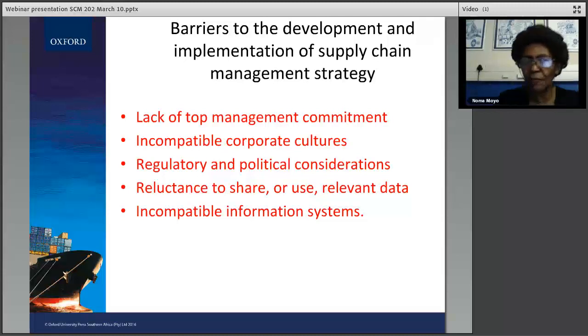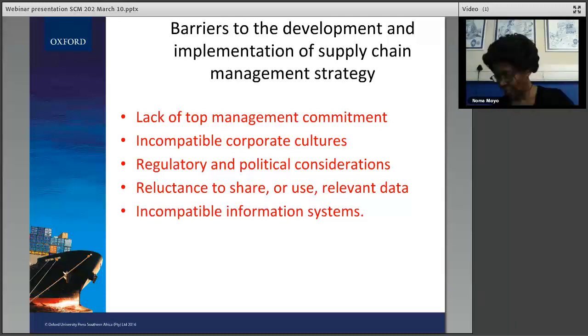Then we have what we call barriers to the development and implementation of a supply chain strategy. What is a supply chain strategy? Remember, strategy is a plan that you want to put in action. It's a game plan. So we note that there are barriers sometimes when you put up a strategy. There are barriers to the development and implementation of the supply chain management strategy.